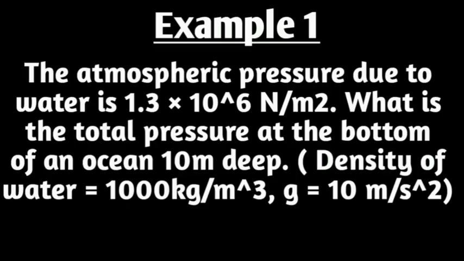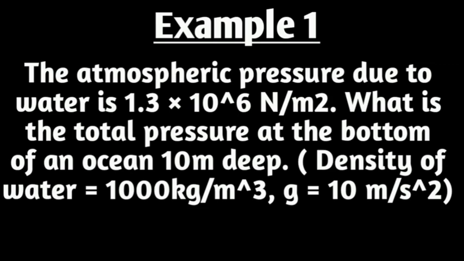The first example: the atmospheric pressure due to water is 1.3 times 10 raised to power 6 Newton per meter square. What is the total pressure at the bottom of an ocean 10 meters deep? Density of water is equal to 1000 kg per meter cube and G is 10 meter per second square.